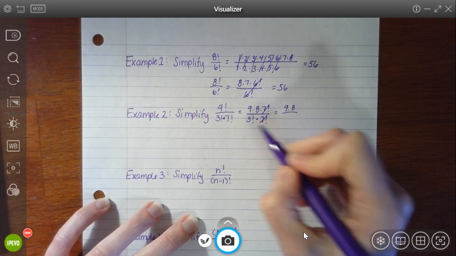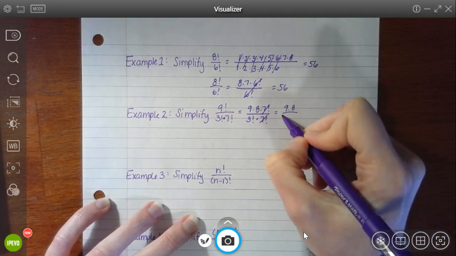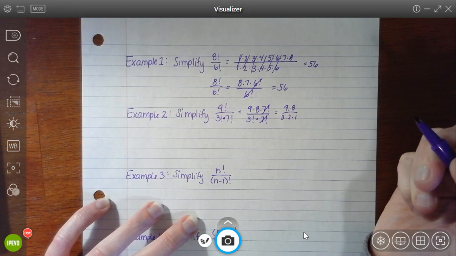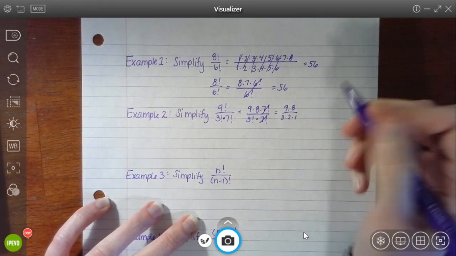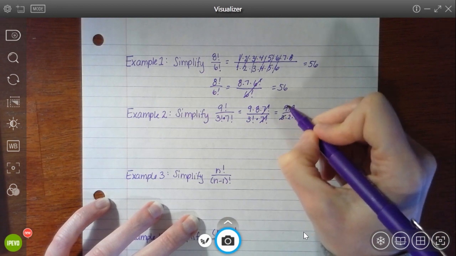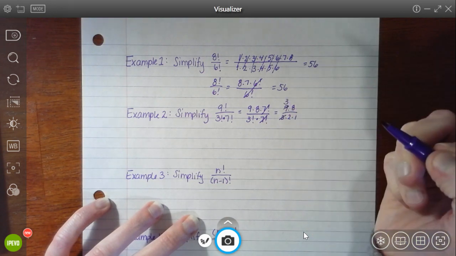3 factorial, you can either do 1 times 2 times 3 or 3 times 2 times 1. It doesn't really matter. And then you can go ahead and simplify your fraction however you want. So I'm just going to do a little bit of simplifying this way. 3 goes into 9 3 times.